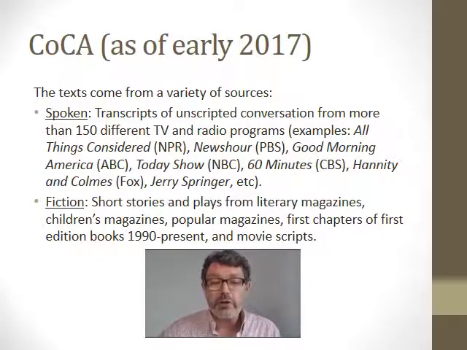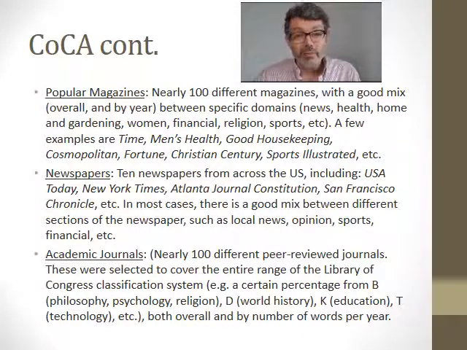The fiction part of the corpus consists of short stories and plays from literary magazines, children's magazines, popular magazines, first chapters of first edition books 1990 to the present, and movie scripts. The sources of other COCA registers are, and these descriptions are taken from the website, popular magazines, nearly 100 different magazines with a good mix overall and by year between specific domains, news, health, home and gardening, women, financial, religion, sports, etc. A few examples are Time, Men's Health, Good Housekeeping, Cosmopolitan, Fortune, Christian Century, Sports Illustrated, and so on.